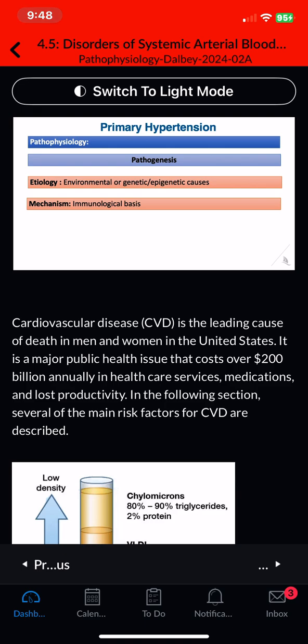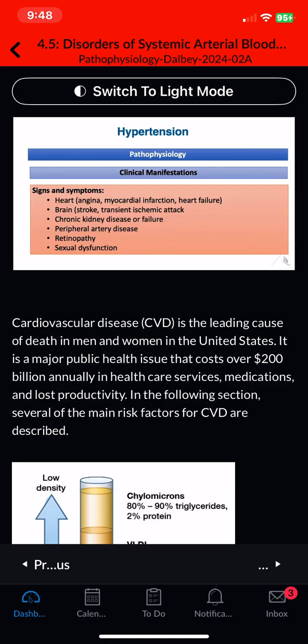Research has indicated that the mechanism might be immunological in nature. And one theory is that oxidized lipids act like a new type of antigen, and they trigger an immune response in the kidneys and in the blood vessels.